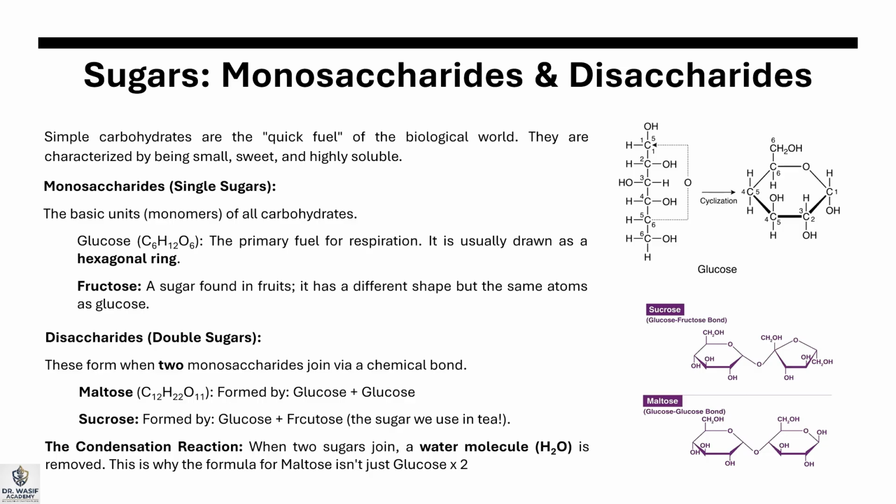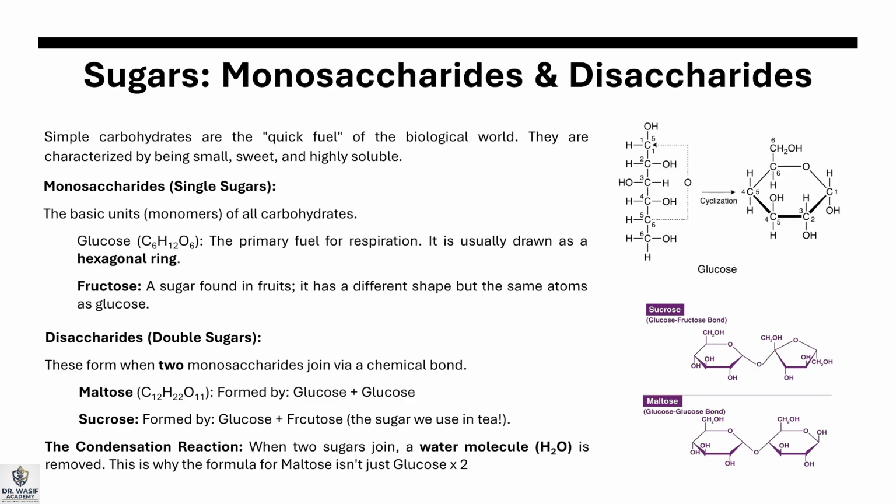Now, when you link two of these single sugars together, you get a disaccharide. For example, two glucose molecules join together to make maltose. And if you take a glucose and a fructose and snap them together, you get sucrose. That is sucrose, which is the white sugar we usually put in our tea.